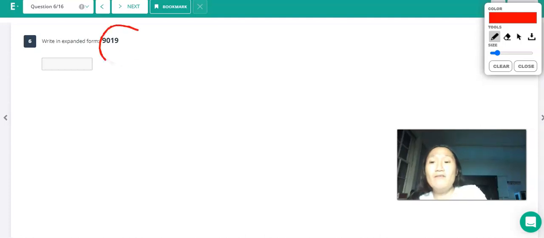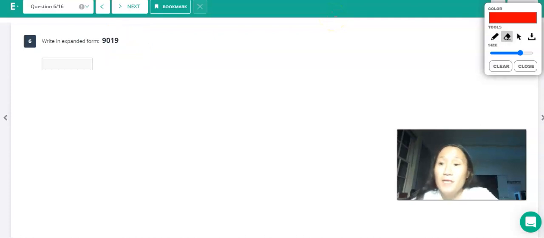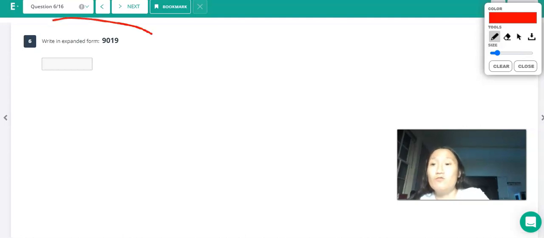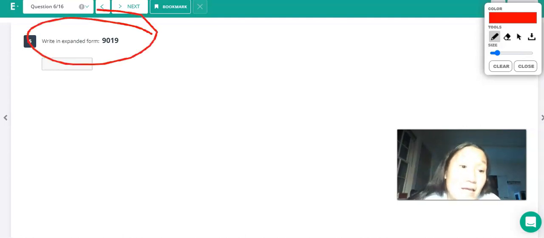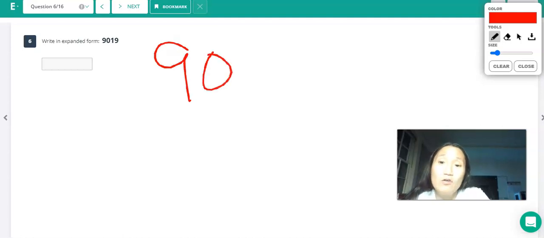So we have a problem for this. It says write it in expanded form. That's what that says. And to do that, we have to figure out what digits we have. So we have the 9, the 0, the 1, and the 9.